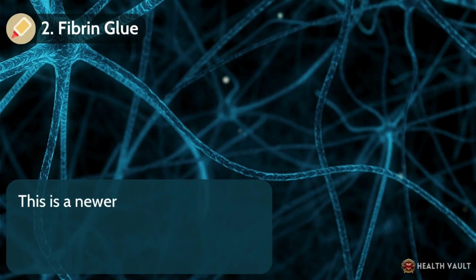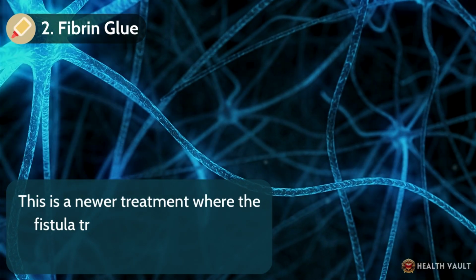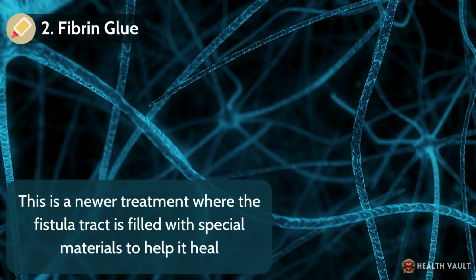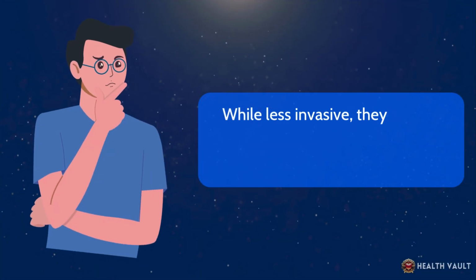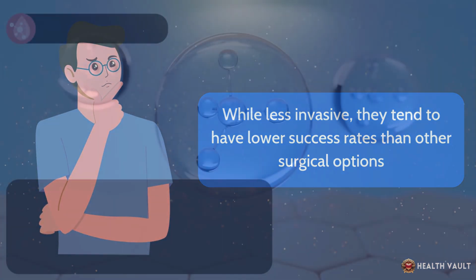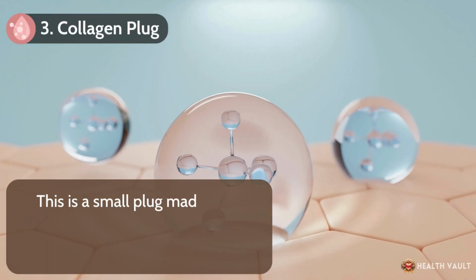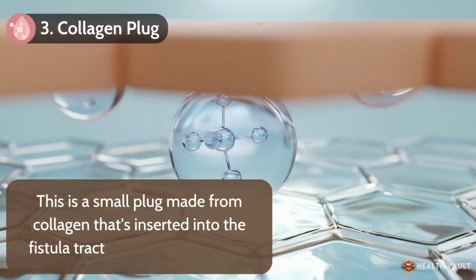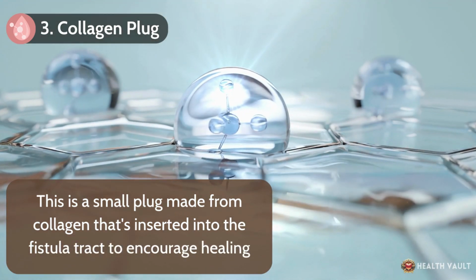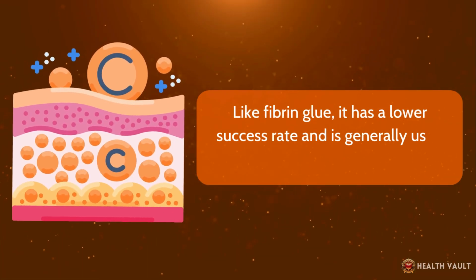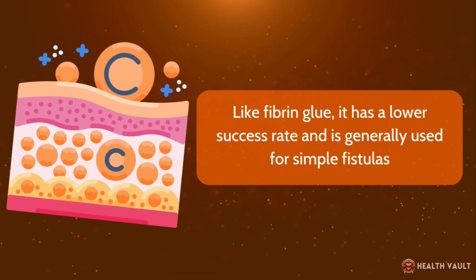Number 2. Fibrin glue. This is a newer treatment where the fistula tract is filled with special materials to help it heal. While less invasive, they tend to have lower success rates than other surgical options. Number 3. Collagen plug. This is a small plug made from collagen that's inserted into the fistula tract to encourage healing. Like fibrin glue, it has a lower success rate and is generally used for simple fistulas.